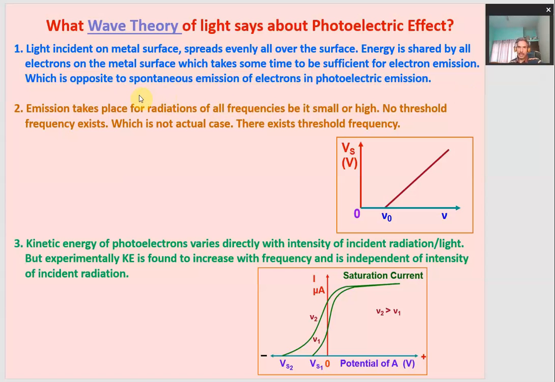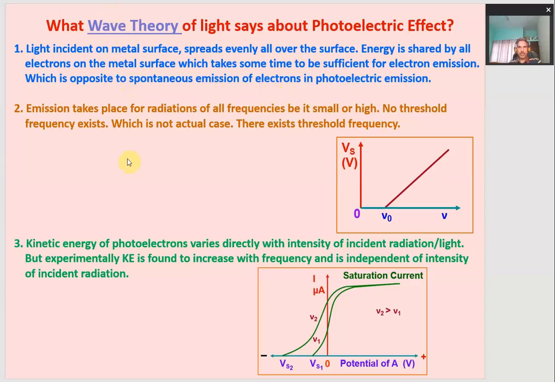Experimentally there is no time lag, there is a spontaneous emission of electrons, but according to wave theory it takes some time for the electrons to be emitted out in photoelectric emission. So in that case wave theory fails to explain the spontaneous emission of electrons.